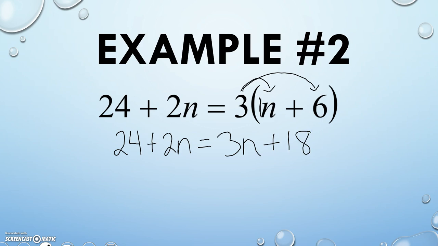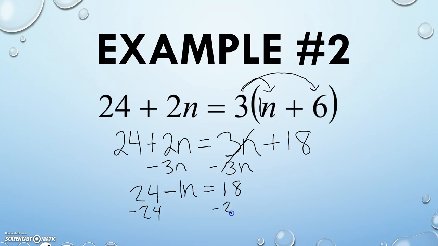Alright, so now we just solve, just like your last standard. So we're going to subtract 3n from both sides, because remember we always look at our variables first. So we have 24 minus 2 minus 3 would be a negative 1n equals 18. Then we're going to subtract 24 from both sides. Negative 1n is going to equal 18 minus 24, negative 6.